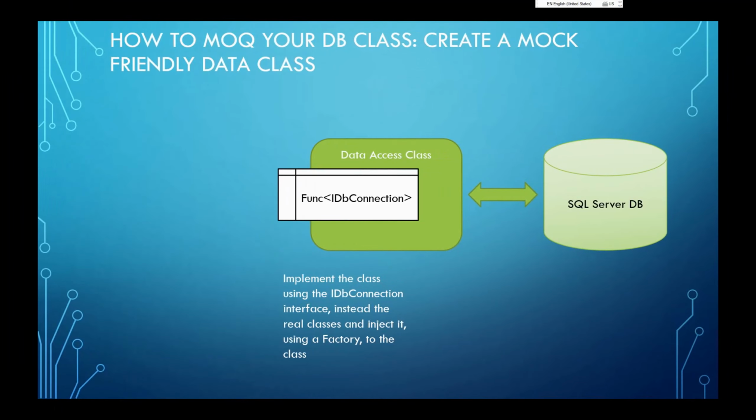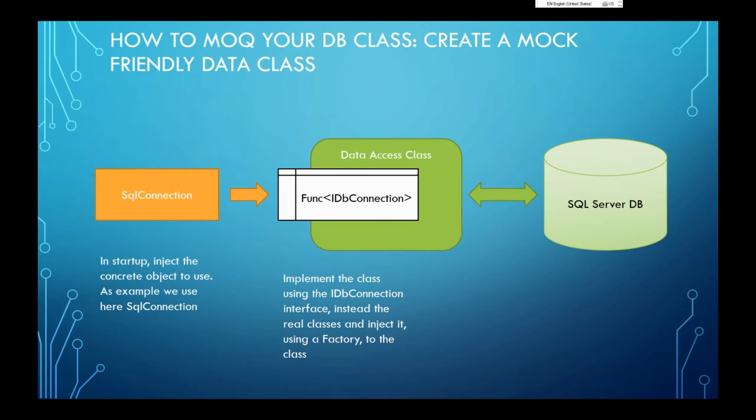The base for creating a mock-friendly data class is to use the IDB connection interface as the base for the object used to read from the database. And we can configure the parameter in the startup to use the concrete class, for example, SQL connection, but instead of using IDB connection directly as a parameter, a delegate is passed as a parameter. This delegate is configured to create a factory of the IDB connection inside the class.